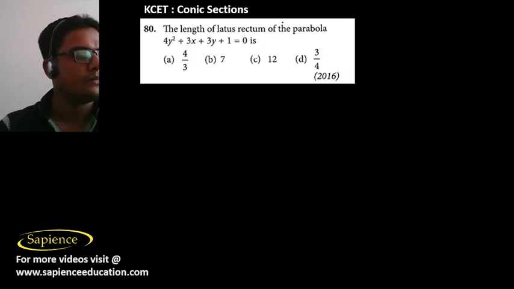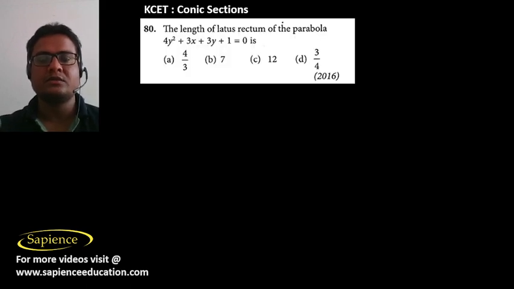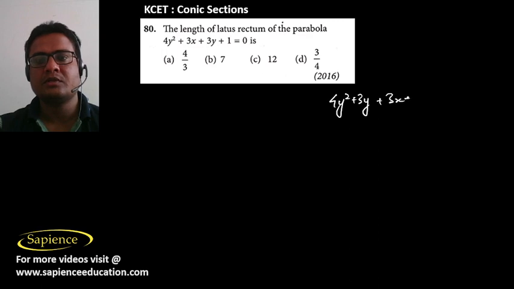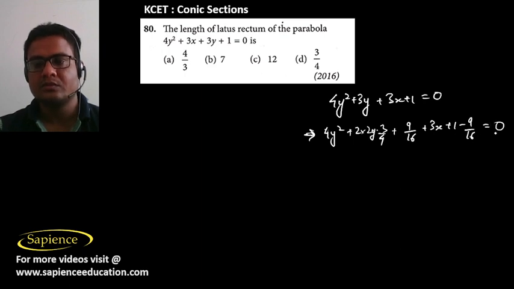Then here it is told: what is the length of the latus rectum of this parabola? So this is 4y square plus 3y plus 3x plus 1 equal to 0. So we can write 4y square plus 2 into 2y into 3 by 4 plus 3 by 4 whole square, that is 9 by 16, plus 3x plus 1 minus 9 by 16, equal to 0.